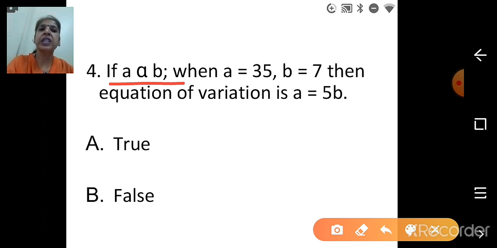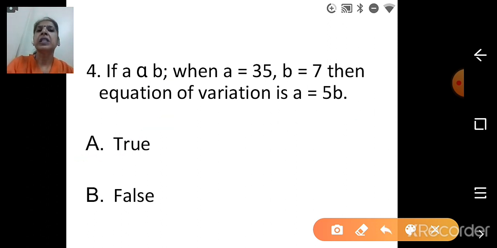In direct variation, the equation form is x is equal to ky. Here it is given A varies as B, so it will be A is equal to kB. Now A is 35 and B is 7. The ratio is constant, so we have to find k. 35 divided by 7 is 5, right? So A is equal to 5B. So our answer is true.